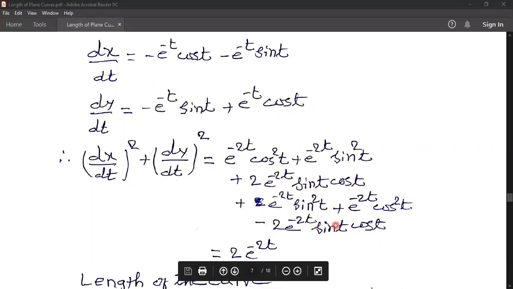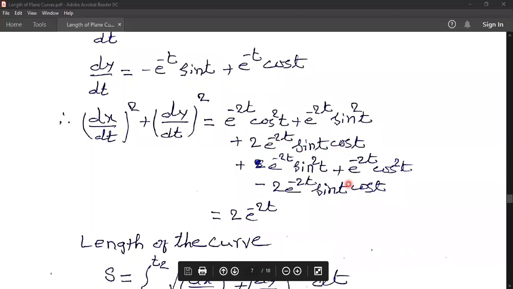So this is with a minus sign, this is with a plus sign, will get cancelled. Then when you take the combination of e raised to minus t, e raised to minus t, this becomes cos square t plus sin square t is 1. Here also cos square t plus sin square t is equal to 1. So therefore that's equal to e raised to minus 2t plus e raised to minus 2t is equal to 2 times e raised to minus 2t.